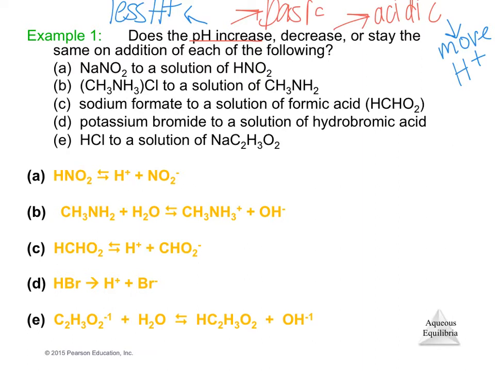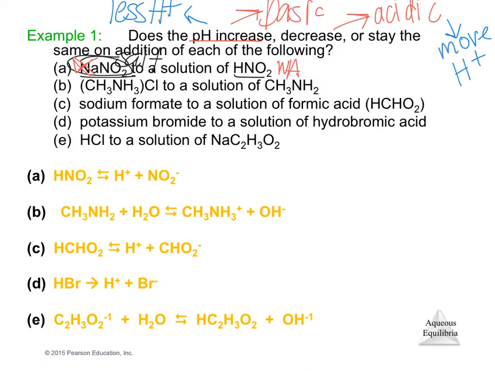So we're going to start by looking at example A. Example A says that we have NaNO2, so sodium nitrite, adding to a solution of nitrous acid. First, we need to figure out which is the strong electrolyte and which is the weak electrolyte. Well, NaNO2 is a salt. A salt is a strong electrolyte. Anything with sodium is soluble, so sodium is always a spectator ion. Then we have HNO2, nitrous acid. This is a weak acid.